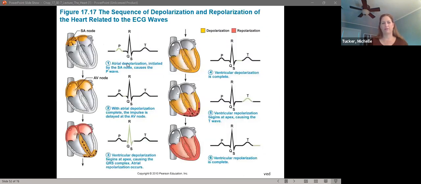So the P wave is atrial depolarization. The PR interval is going to be delay at the AV node. QRS is ventricular depolarization. You don't have to know the ST segment. The T wave is ventricular repolarization.